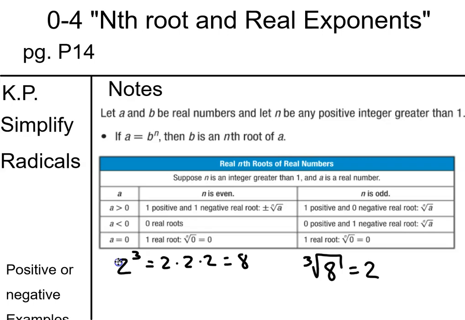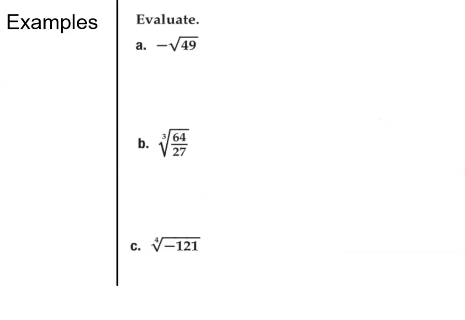With that being said, we'll move on to the next slide and go through some examples of how to evaluate. The first one is pretty simple. You should know the square roots here, but there is a negative sign out front, so we can take the square root of a positive 49, which is a perfect square. That'll be 7. The negative out front makes that a negative 7.